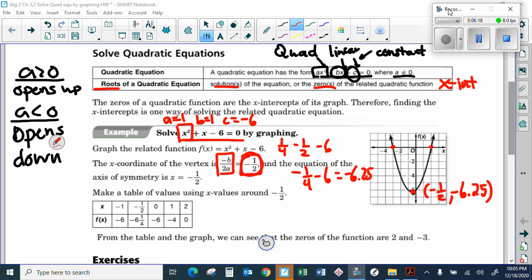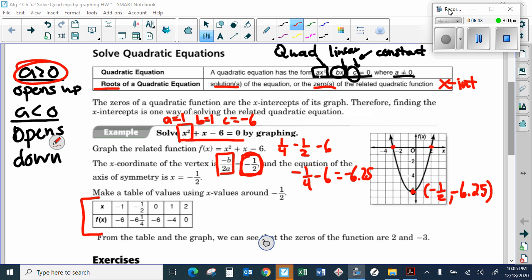That's the vertex. Now, how do we know it opens up? Because a is positive. Remember, we had this over here. So we know it's going to open up. Now, they're having you make a table of values. Okay, so we're doing it by hand. Of course, you can put all this in a graphing calculator, and it'll do it all for you. But here's what I want you to learn. This is how I teach it.